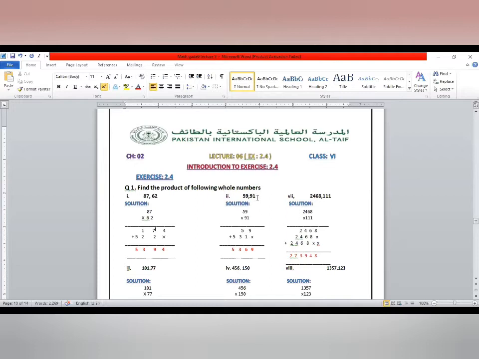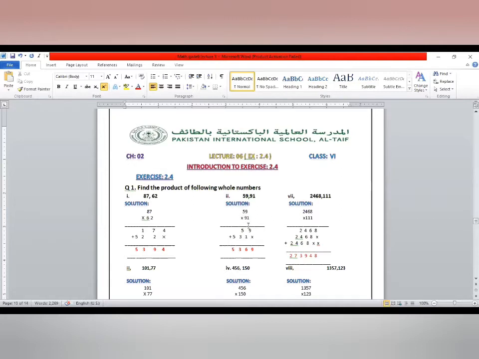59 multiplied by 91. Solution: 59 multiplied by 91. First multiply by 1, and then later you will multiply by 9. Now 1 times 9 is 9, 1 times 5 is 5. Keep here a cross or 0, leave the first place. And then 9 9s are 81. 1 will be here. After that 8 is carried.